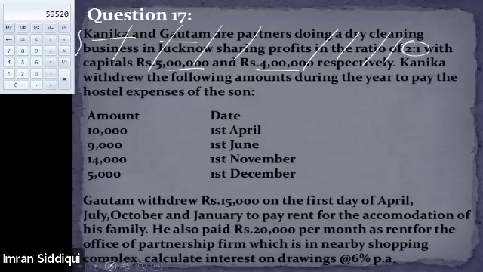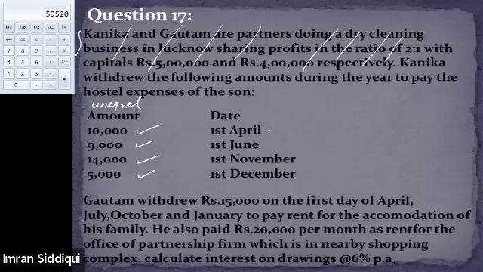Now, the question is telling us about Kanika's drawing made during the year. It says that on 1st of April, Kanika withdrew 10,000. On 1st of June, Kanika withdrew 9,000, then 14,000, then 5,000. Now you can see the amount withdrawn over the 1 year period is not the same. The amount withdrawn is unequal. And the interval is also not the same. At different intervals, Kanika withdrew different amounts.